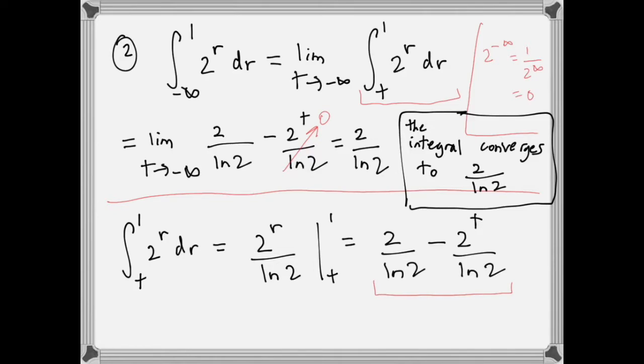Okay, let's do another example. Let's look at number 3. We're going to do the integral from negative infinity to infinity this time of x cubed e to the negative x to the 4th dx. Now again, we actually see that this is an improper integral, but what's special about this one is that we have an infinity on the top and the bottom.